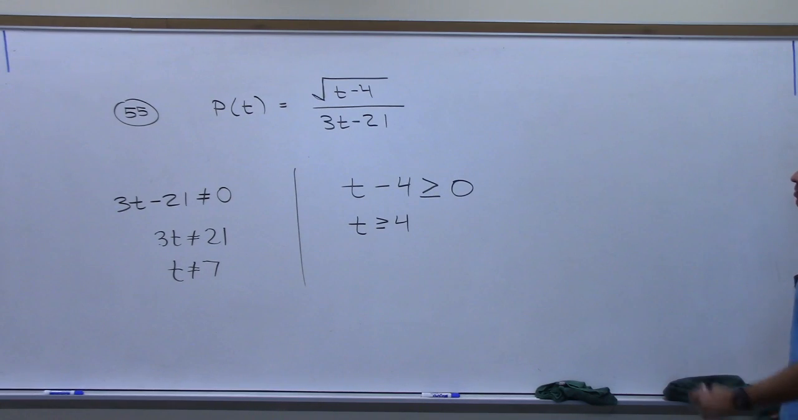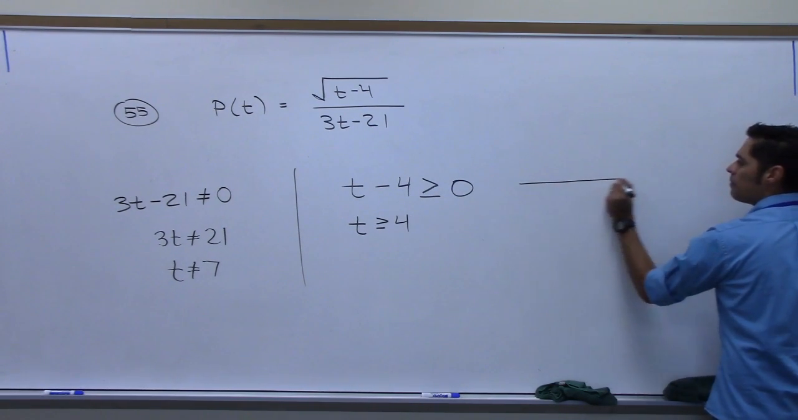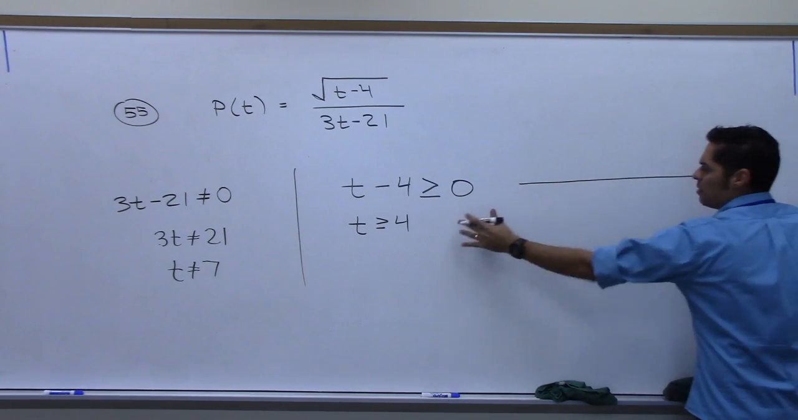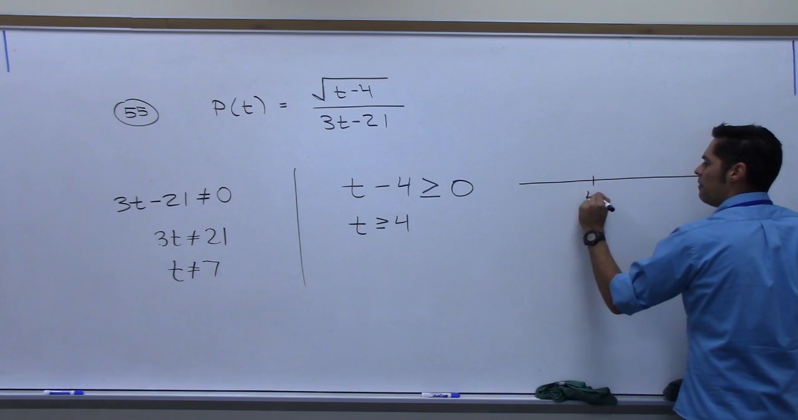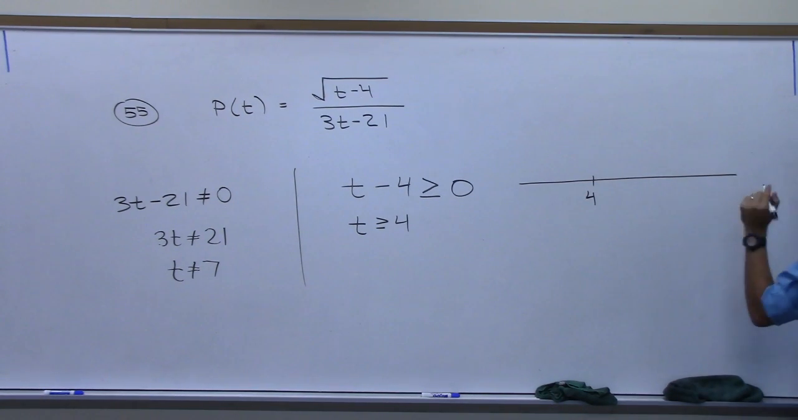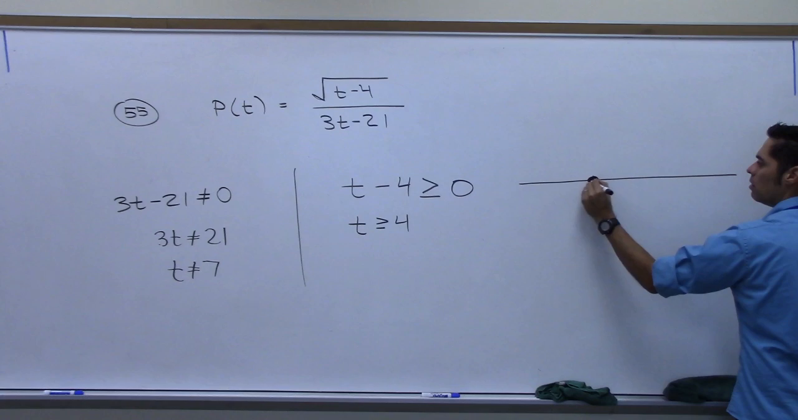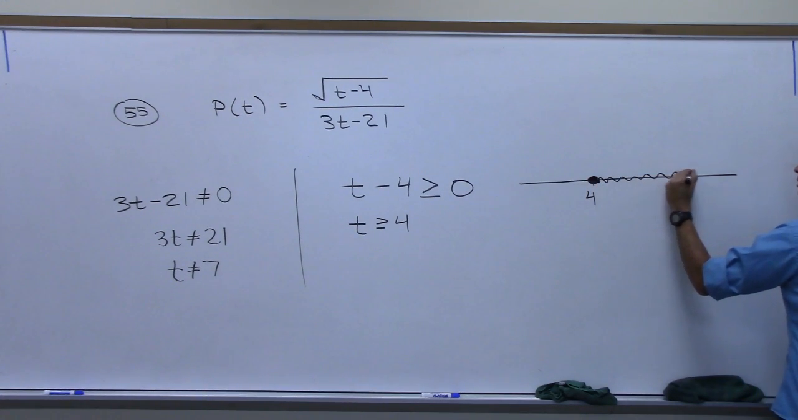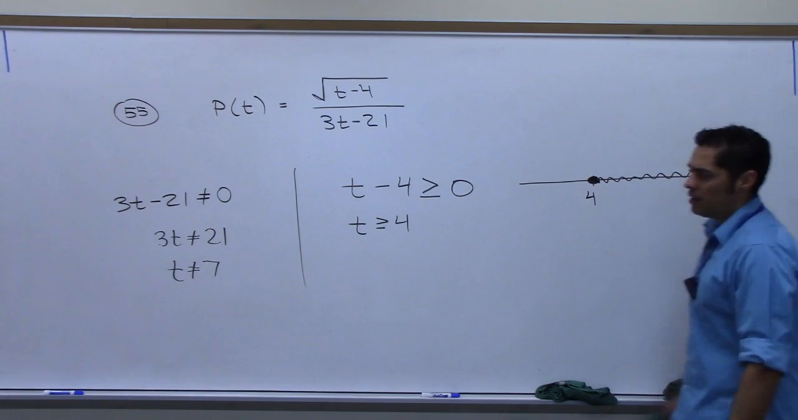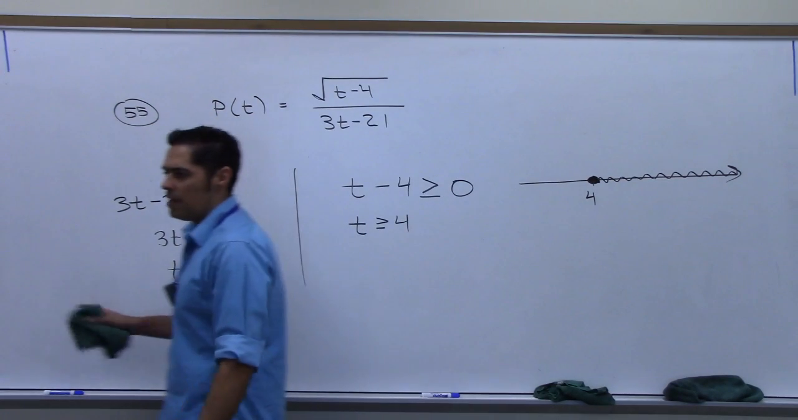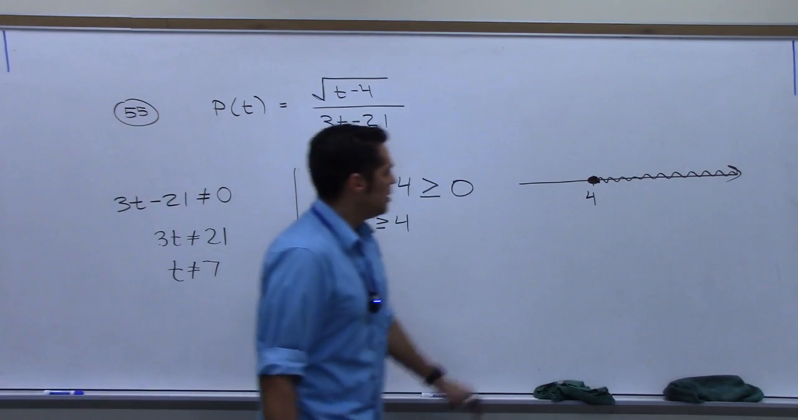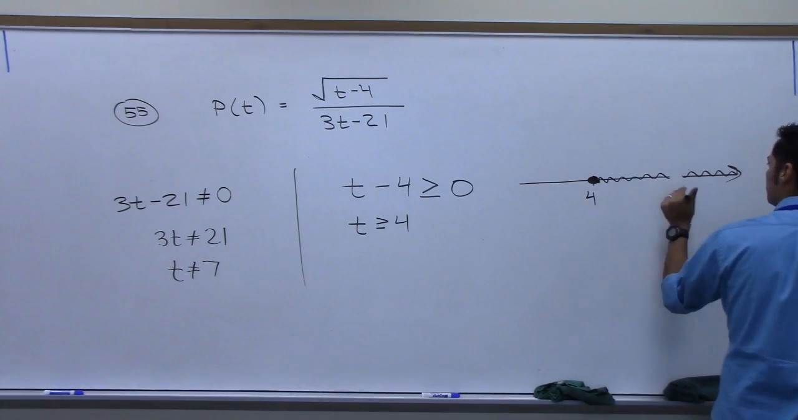And then when we combine those two, if we look at this on a number line, this one says, all right, everything from 4 on to the right, including 4. So it's okay to be 4. Everything over here forever. But then when you go back and look at this one, it says, well, hold on, t can't be 7. So we need to eliminate 7 from this solution set.